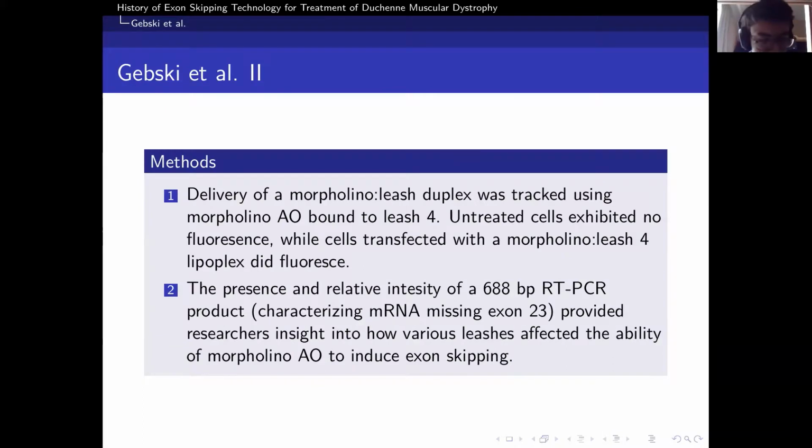Gebski and others showed that exon skipping was in fact present by analyzing the presence and relative intensity of a 688 base pair RT-PCR product, which characterized the mRNA corresponding with the missing exon 23.